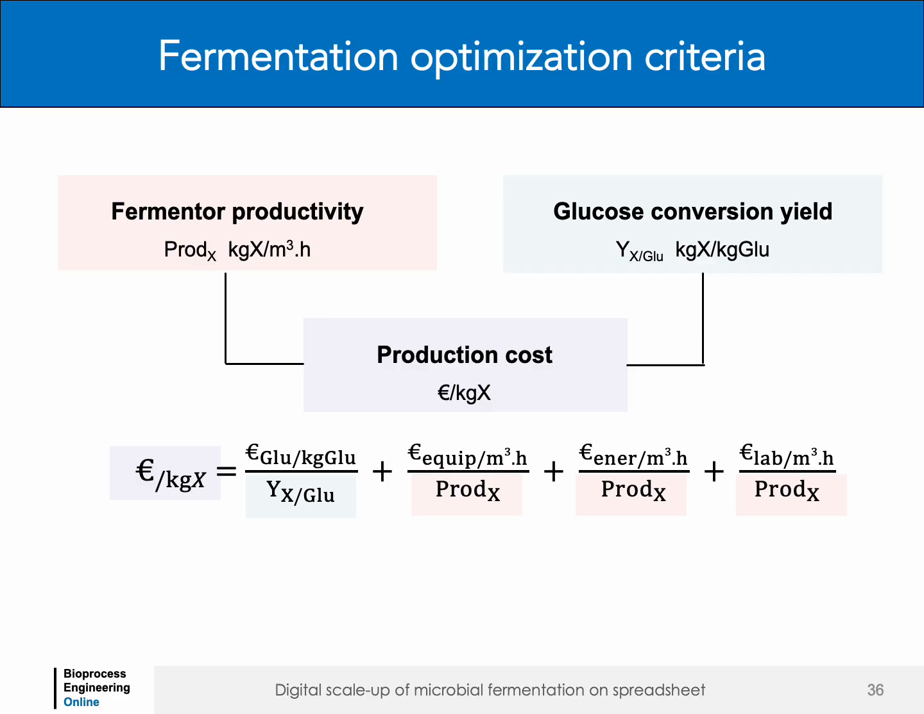Because each of these contributions depends either on fermenter productivity or on glucose-to-biomass conversion yield, the overall production cost is directly determined by these two technical criteria. Accordingly, the lowest production cost is achieved when the fermenter operates under conditions that simultaneously maximize productivity and maximize sugar-to-biomass conversion yield. Optimal fermentation operation therefore requires both high productivity and high conversion yield.